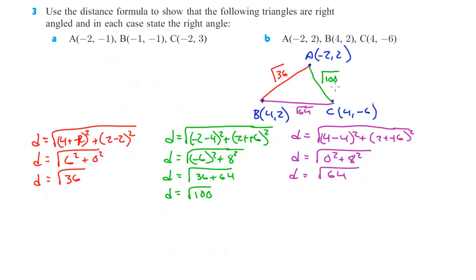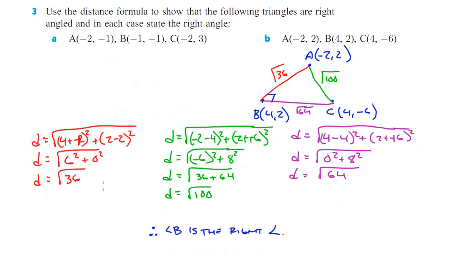So then we can look at this and say, oh look, the square root of 36 squared plus the square root of 64 squared equals the square root of 100 squared. So the big one here is definitely going to be our hypotenuse. That would make angle B our right angle, which of course we didn't draw to scale, so it doesn't look like it, but it is. So therefore, angle B is the right angle.